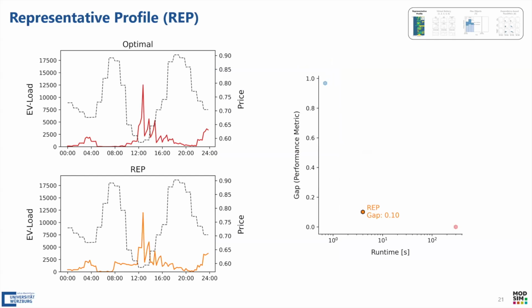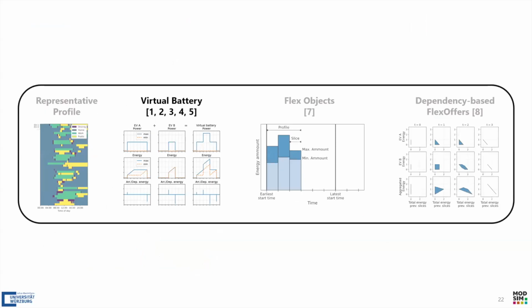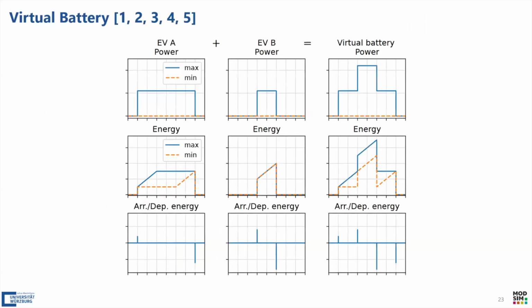And one problem with this representative profile approach is, however, that we still get quite a significant number of new constraints in our original optimization problem, because we still have like 500 energy units that need to be optimized. And that might be okay, of course, but if we want to go even further with even more compression, then we might want to use something like the virtual battery approach, which, as I said, we saw yesterday also.